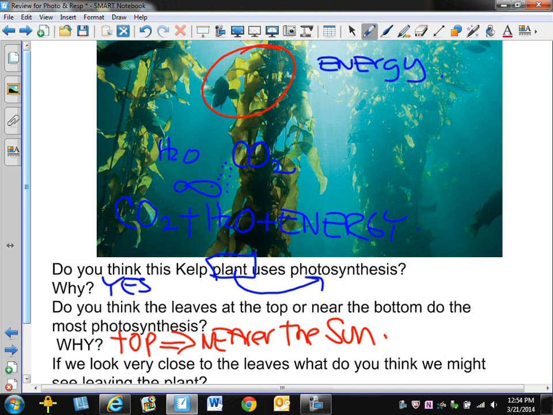Oxygen. Excellent. So have you ever been in the swimming pool under the water and you blew out? What happens? What do you make? Bubbles. That's what plants do, you're going to see this bubbling happening.